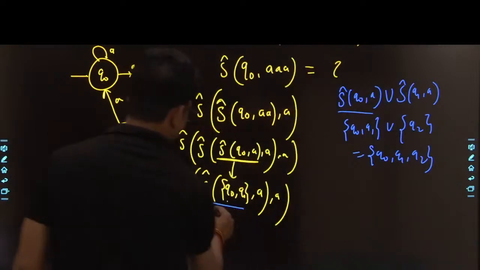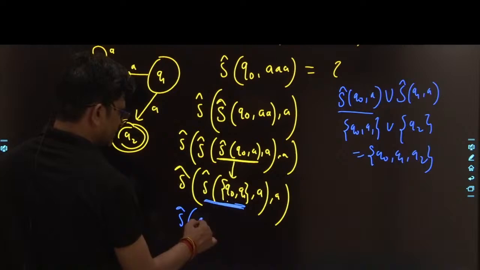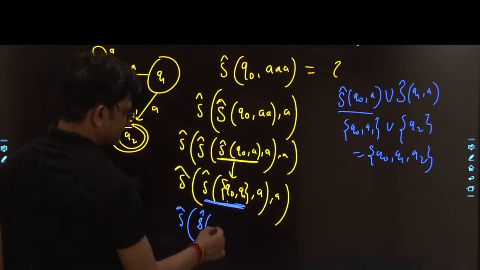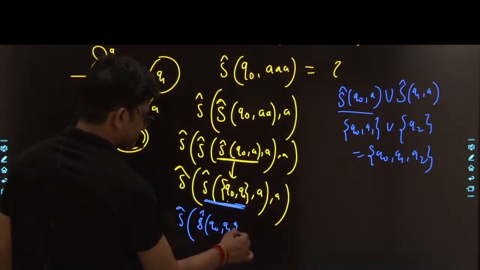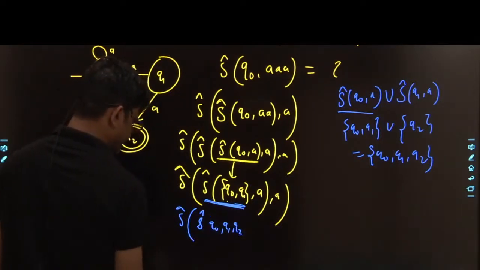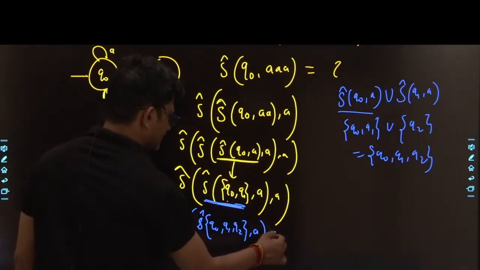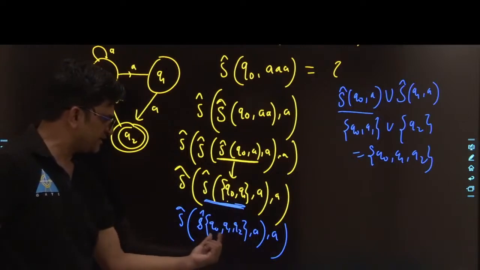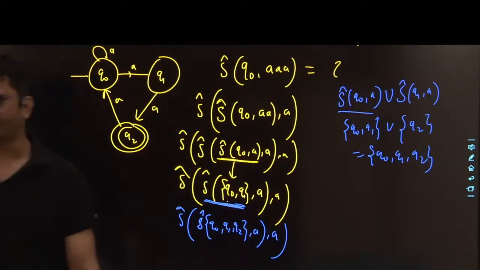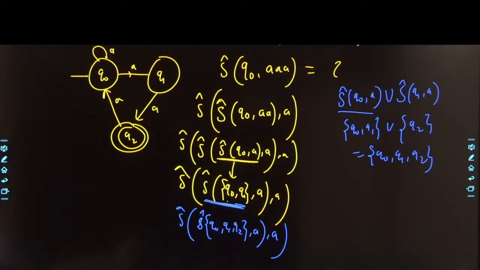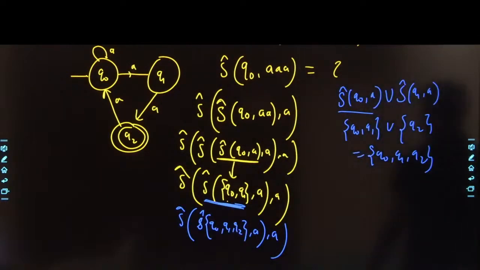So we can put here delta cap of Q0, Q1, Q2 on A. Again you find out Q0 on A, Q1 on A, Q2 on A, and make the union of these three. So this is the extended transition function delta in NFA.